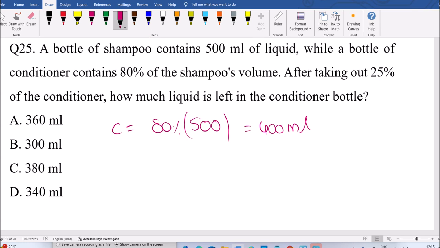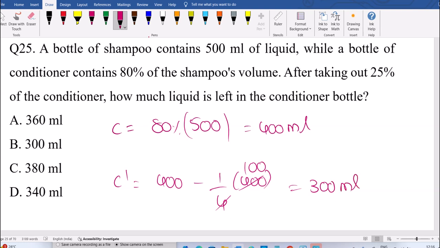See, if we take 25% from the entire shampoo also, 25% from this 400 ml and 25% from the remaining 100 ml also will be out. So what is the new leftover conditioner? 25% should be removed. From 400, 25% means 1 by 4. 100 will be gone. It's 300, not 360. One fourth. The conditioner left is 300.